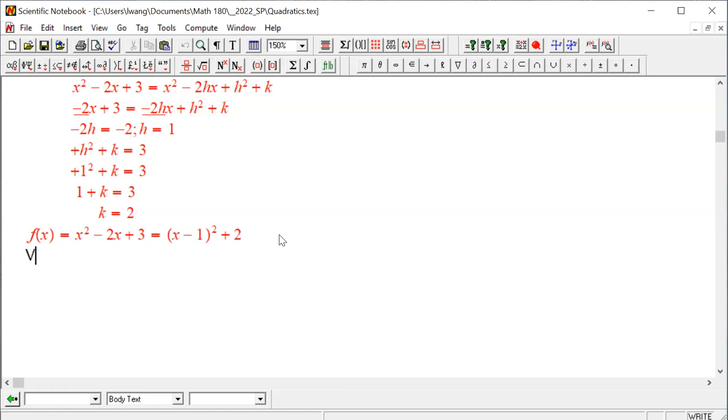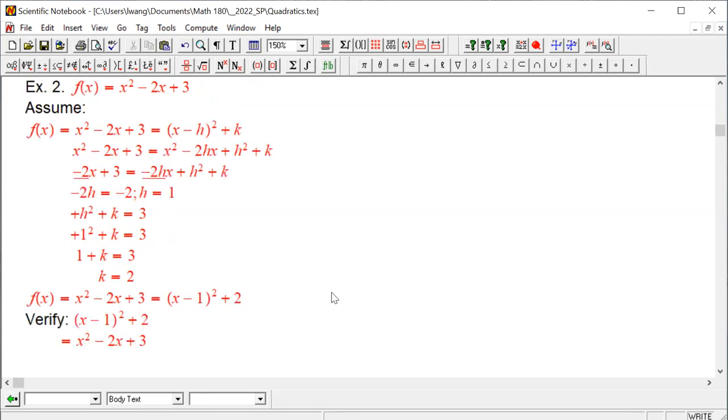If we can verify, right? We want to verify with a perfect square. If we FOIL it, (x - 1) squared, we're going to get x squared minus 2x plus 1, plus 2. And 1 plus 2, that's 3. So verified. Okay. So this is one of the methods of making a perfect square.